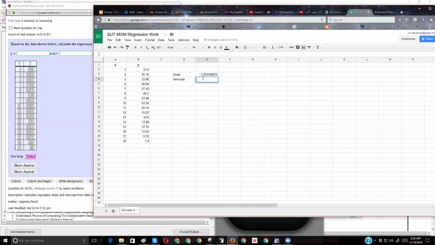And to do the y-intercept, same deal. You do equals and start typing the word intercept. It should pop up for you. Remember, y's first, and then your x's, and enter, and there's my y-intercept. That easy. Now, there's another way to do this.